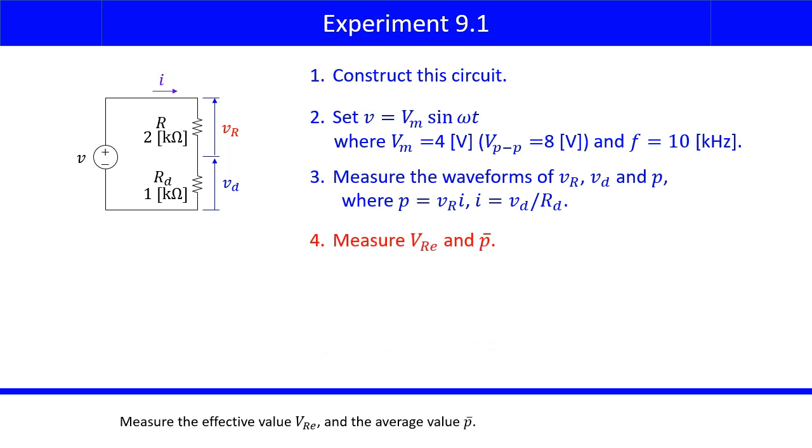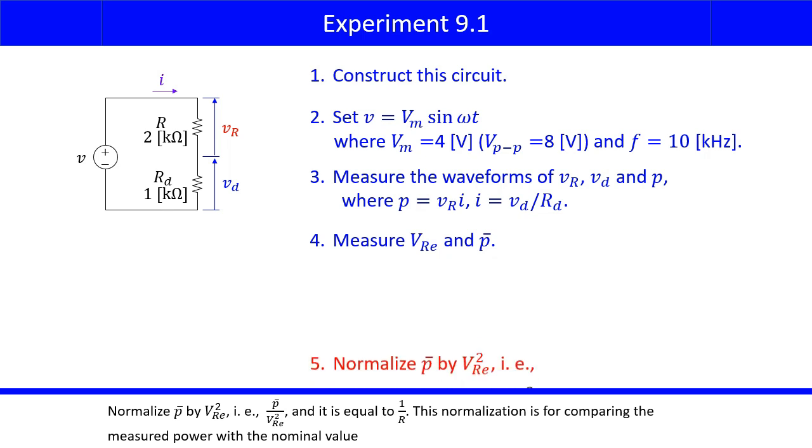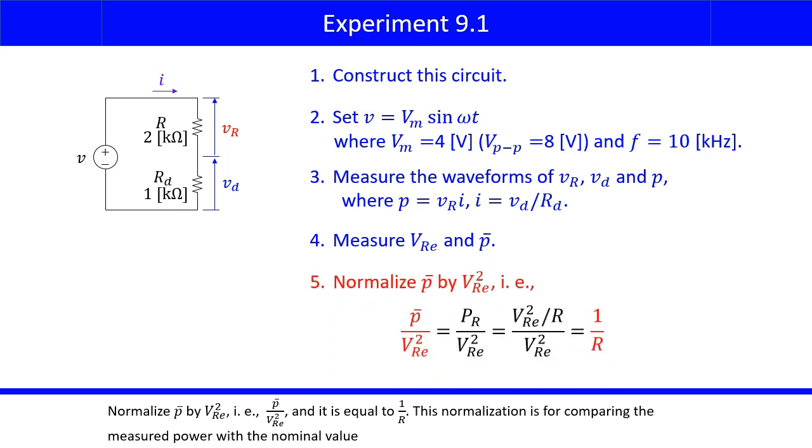Measure the effective value VRE, and the average value P bar. Normalize P bar by VRE squared, that is P bar over VRE squared, and it is equal to 1 over R. This normalization is for comparing the measured power with the nominal value.